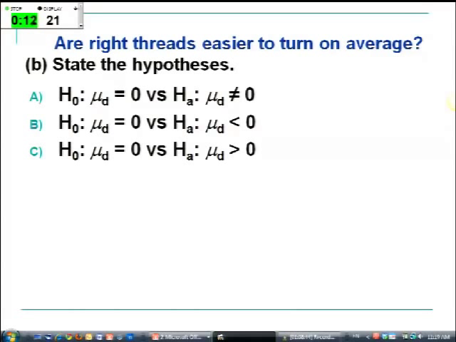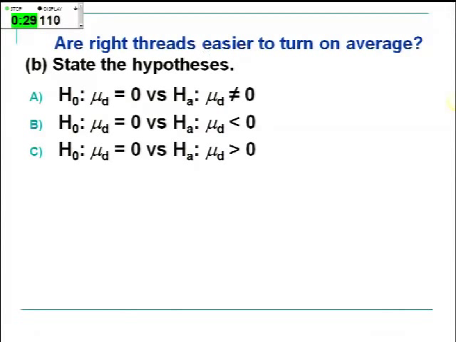So you get to choose your hypotheses first. Question again is, are right thread knobs easier to turn on average? So are you looking for a direction? Are right threads easier? So you do want to look for a direction. Which one can we weed out right away? We're not just looking for a change between the two. It's got to be one of the directions. What do you think?